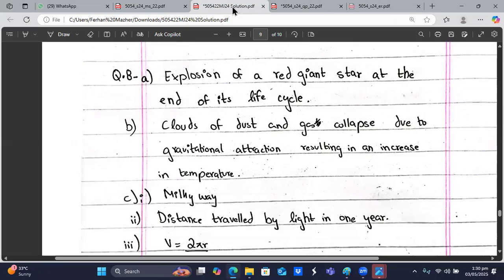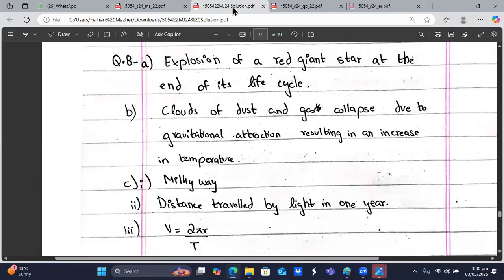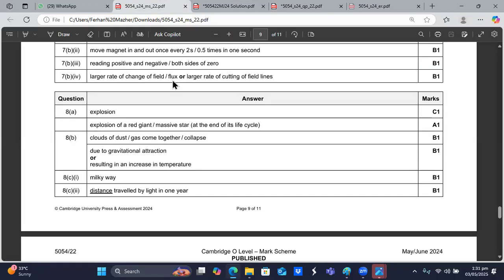So let's see. The answer says the clouds of dust and gas collapse due to gravitational attraction, resulting in an increase in the temperature. So the temperature becomes very high due to a very strong inward force. The particles come close to each other, and the temperature rises. So a protostar is formed from that dust and gas. So this is their answer.